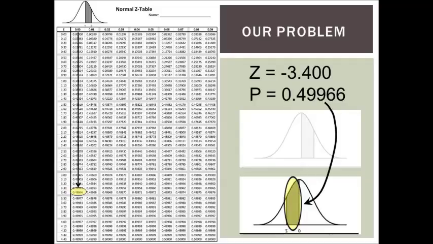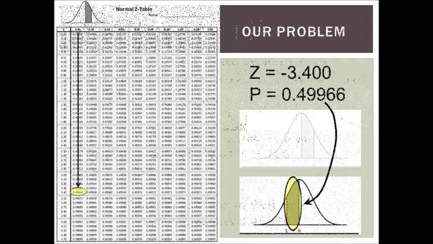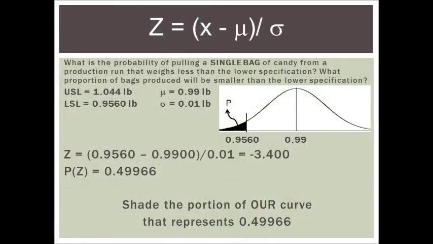Yes, so 0.49966 is the probability that's associated with the shaded region here to the left of the center of our curve. All right, so we just calculated that z is negative 3.4 and that the probability that's associated with z is 0.49966. So now I want you to pause the video, and as a group, I want you to either point to or shade the region of our drawing on this slide that corresponds to this probability.